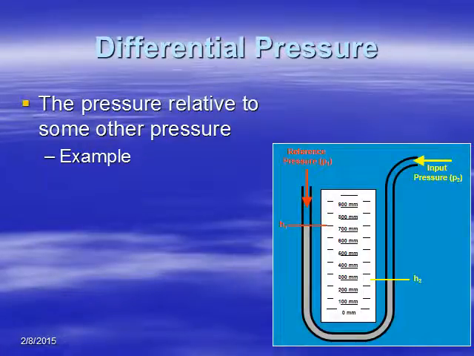Another type of pressure is differential pressure, and this is simply the difference between two different pressures. It's the pressure relative to some other pressure. The most common example is trying to measure the pressure of a gas in a lab, in a container. So you're taking the difference between the pressure of the gas and the pressure of the atmosphere. Typically this is done using a manometer.